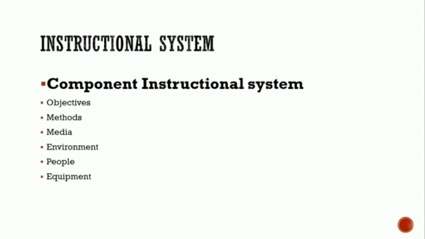The environment. The environment is sometimes referred to as the facilities or setting. For example, library, lab, classroom, and etc. People. The people is a very important component of most instructional systems. Next is equipment. Various types of equipment are discussed throughout the text, particularly in the classroom resource.